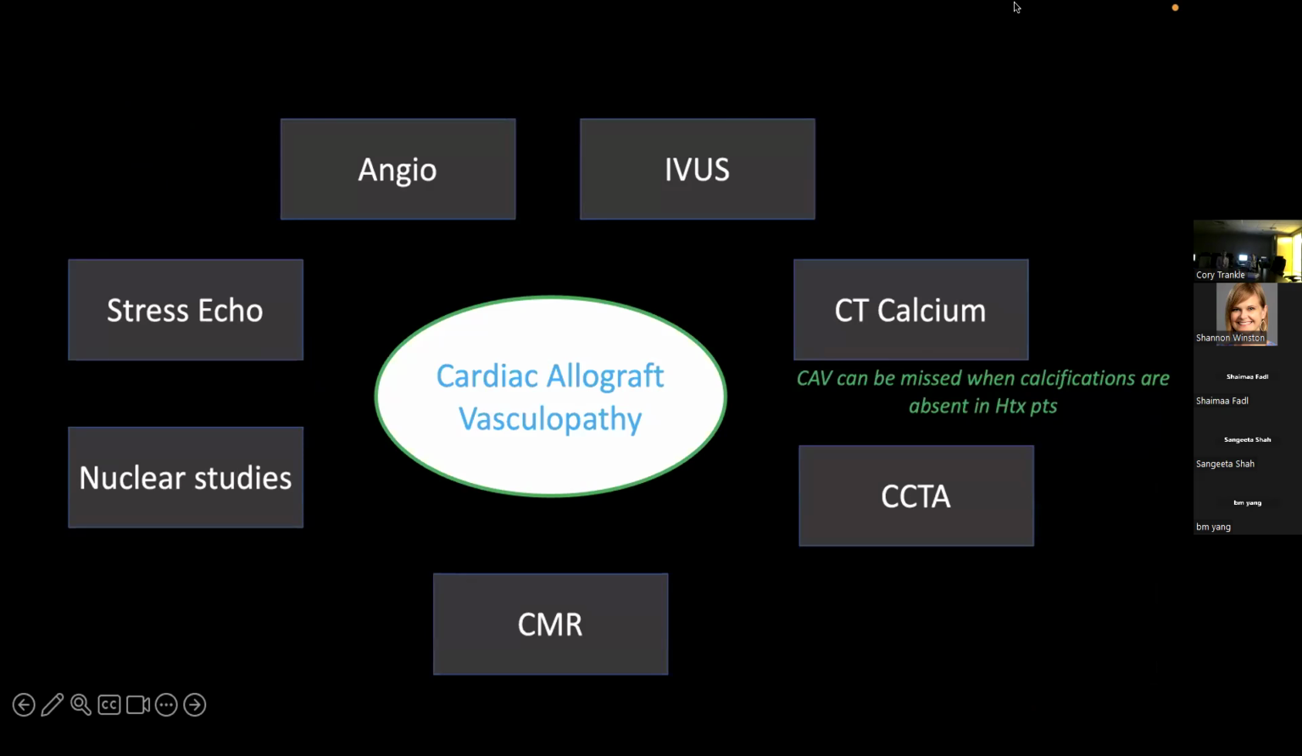We are facing multiple modalities for evaluation of cardiac allograft vasculopathy: angiography, intravascular ultrasound, the CT calcium score. But remember, in those patients with heart transplant, if the calcifications are absent, this does not mean that the patient does not have vasculopathy. Coronary CTA at that time can be valuable to detect the wall thickening, either diffuse or focal. Cardiac MRI, there is a rising role for cardiac MRI perfusion in evaluation of those patients. Stress echo and nuclear studies can also be used.